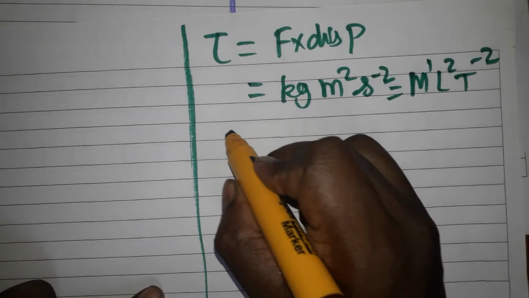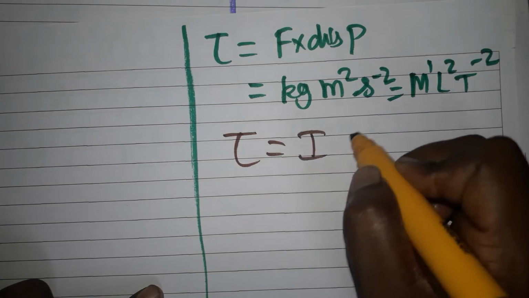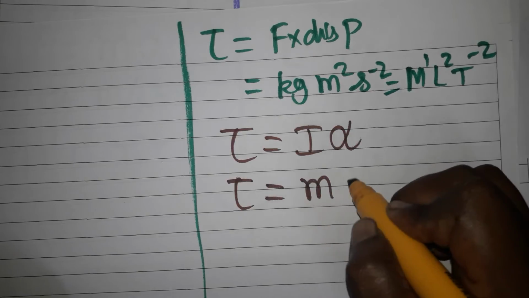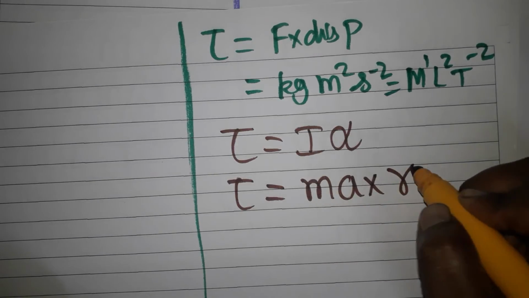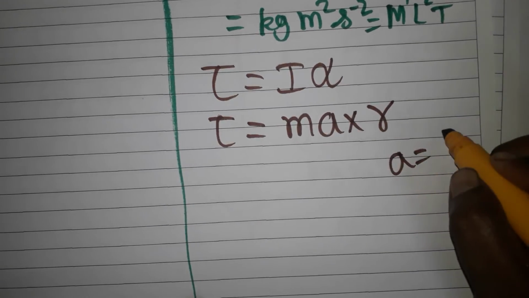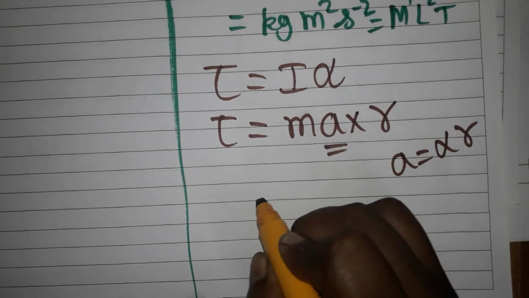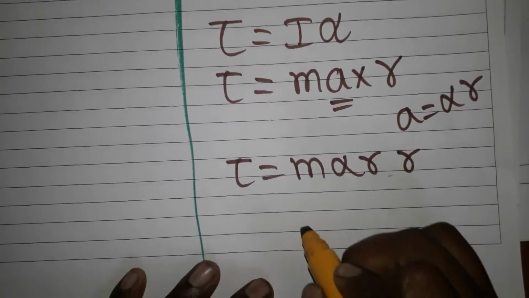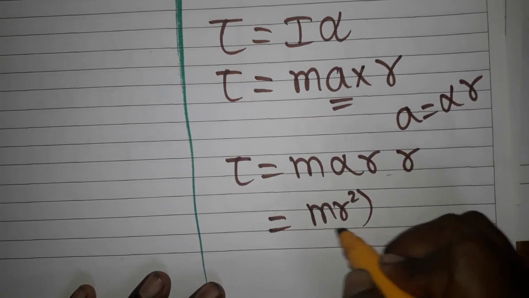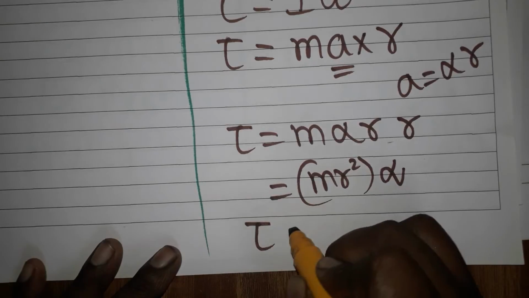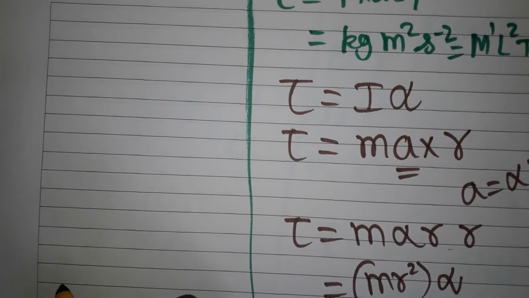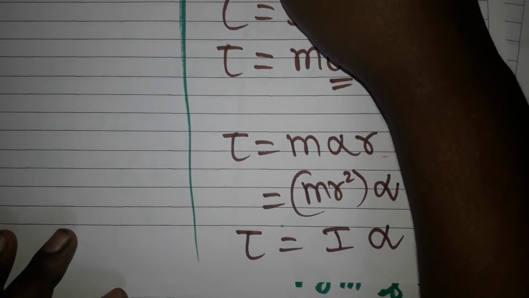Torque is equal to I alpha. How did I get I alpha? Torque is equal to force into perpendicular distance: mass into acceleration into perpendicular distance, the radius. A is equal to alpha times r. So torque is equal to m alpha r into r, that is mr square alpha. So we get torque is equal to I alpha. The equivalent of torque in linear motion is force, and force is equal to mass into acceleration, which we already know.